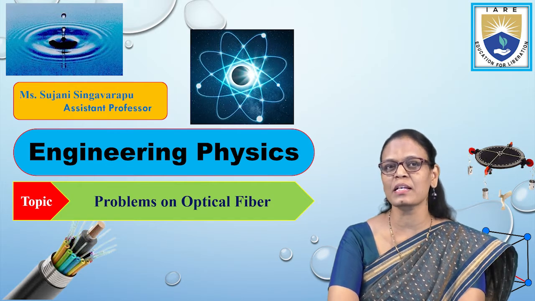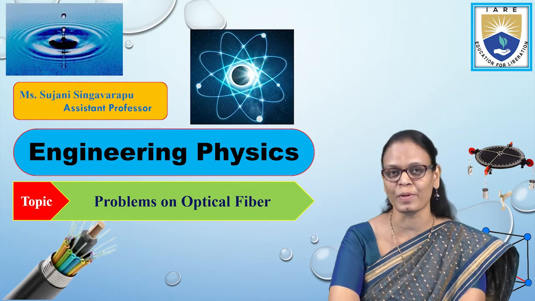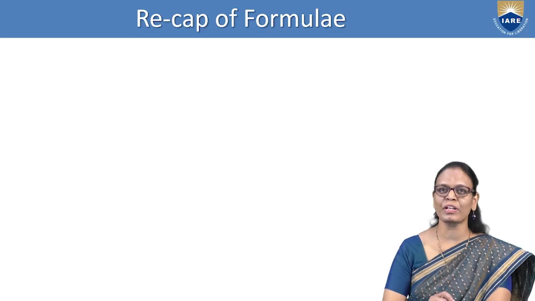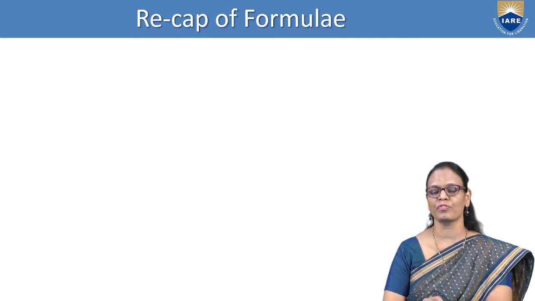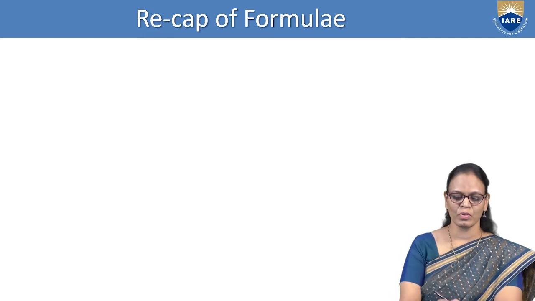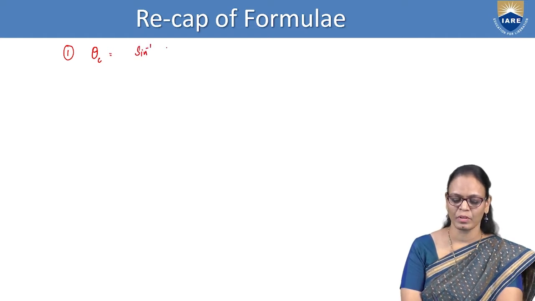Today we are going to discuss some numericals based on the concepts in optical fibers. So before we do the numericals, let us have a quick recap of the formulae that we are going to use. So the first one is to calculate the critical angle. Theta c is equal to sine inverse n2 by n1.